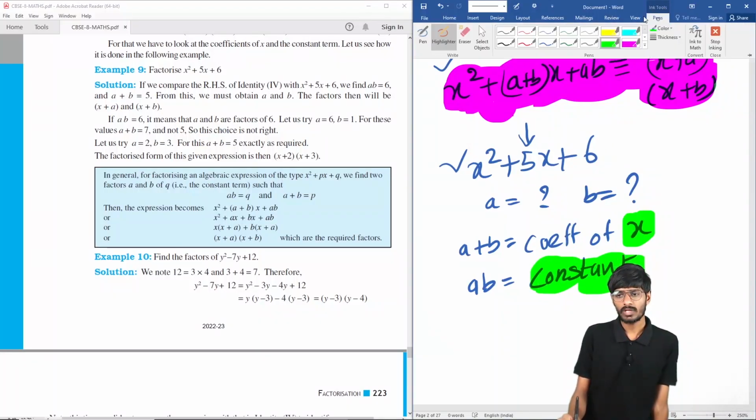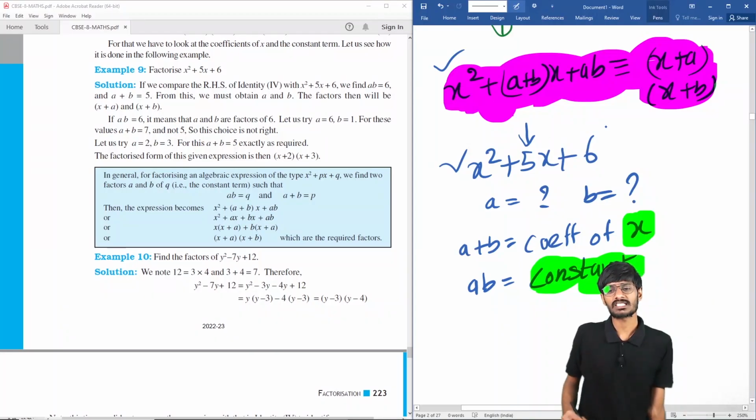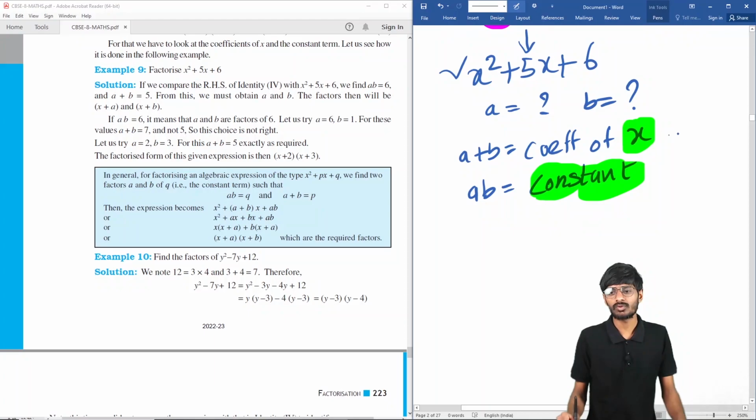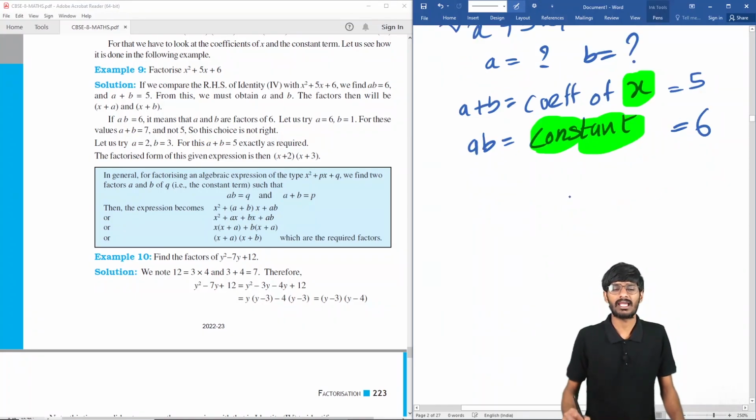So we have to find out two terms. If you add these two terms, then that must be equal to the coefficient of x, and if you multiply those two terms, then it must give the constant term. Which means if you add them you have to get 5, and if you multiply the two numbers, then you have to get 6. So how can we achieve it?